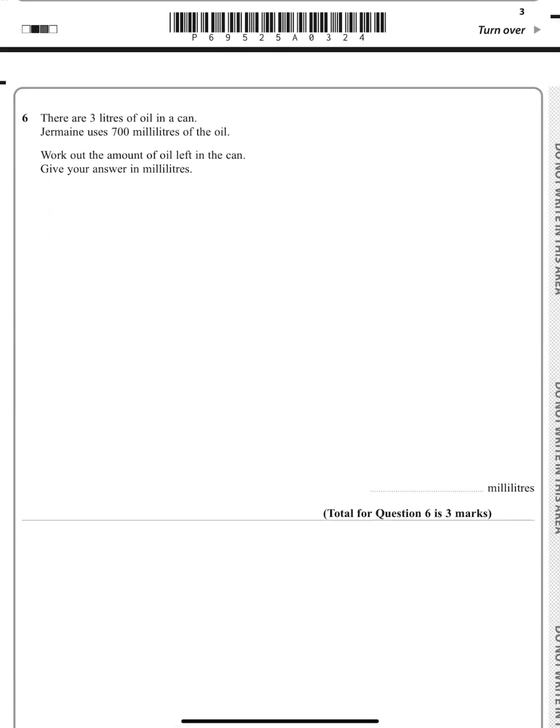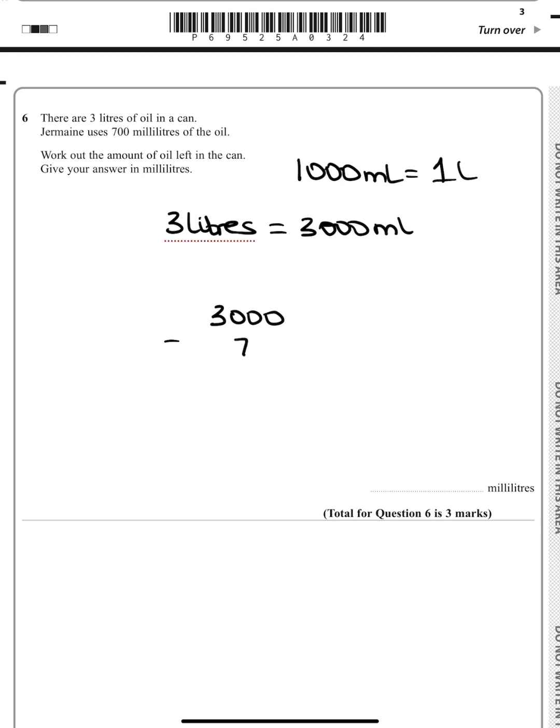Question 6. There are 3 litres of oil in a can. Jermaine uses 700 millilitres of the oil. Work out the amount of oil left in the can. Give your answer in millilitres. So because it's asking me to give my answer in millilitres, I'm going to convert 3 litres into millilitres. And there are 1,000 millilitres in 1 litre. So therefore, there are 3,000 millilitres in 3 litres. If Jermaine has used 700 millilitres, I'm going to subtract 700 from 3,000. And I get 2,300 millilitres.